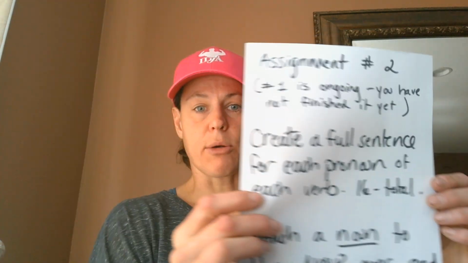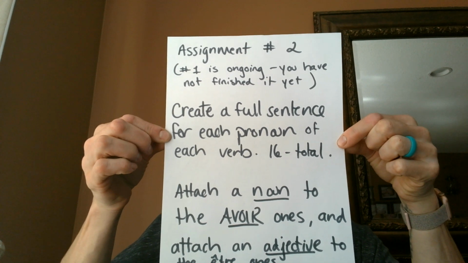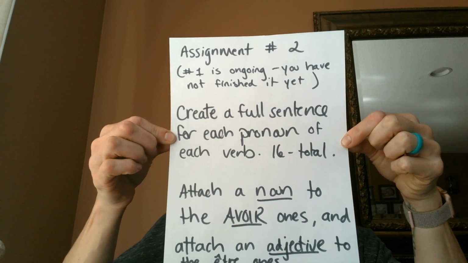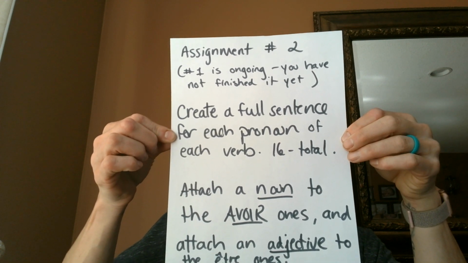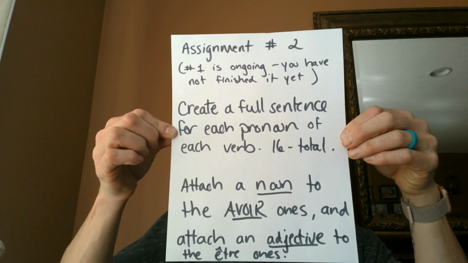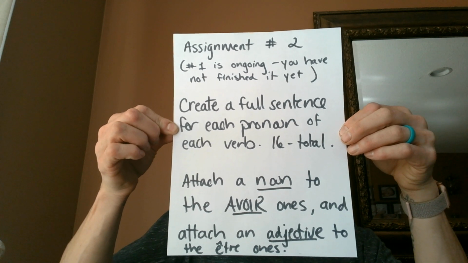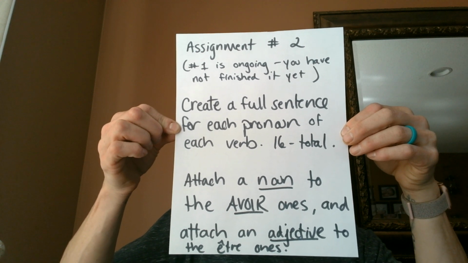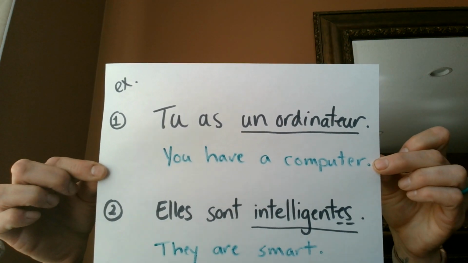All right, for assignment number 2, it's just going to have to do with practicing verb avoir and verb être. Again, get ready to pause your screen so you can write this down. Assignment number 2. You're going to create full sentences for avoir and être. For avoir, you're going to attach a noun to make it a full sentence. For être, you're going to attach an adjective to make it a full sentence. Alrighty, so I'm going to give you a couple of examples as usual. So again, pause your screen and write these down.